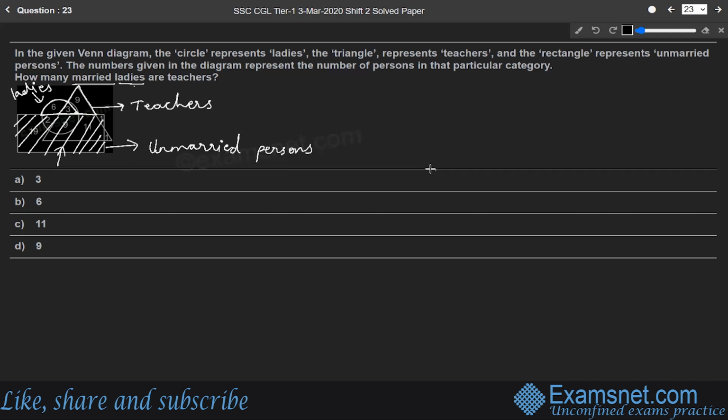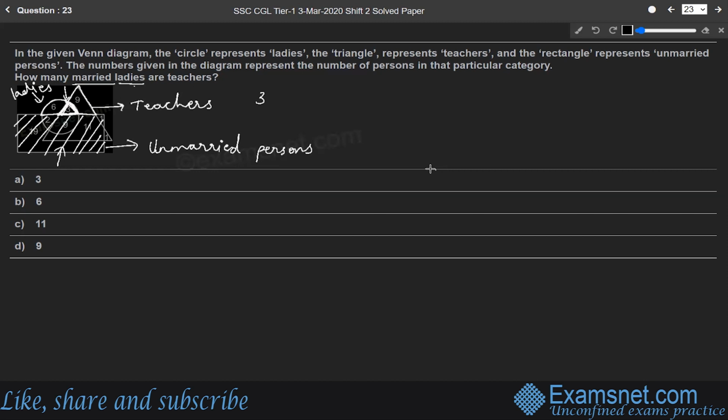Now what is intersection here? What does intersection mean in a Venn diagram? Intersection simply shows us what items are shared between the categories. Here you can see that some portion of the circle is shared with the triangle. So the intersection of circle and triangle will be this part, which consists of 3. This is the number of ladies who are present in the triangle, who are teachers. And of course, these ladies are married because we have already excluded the part of unmarried persons. So here, the number of ladies who are married and who are teachers is 3.